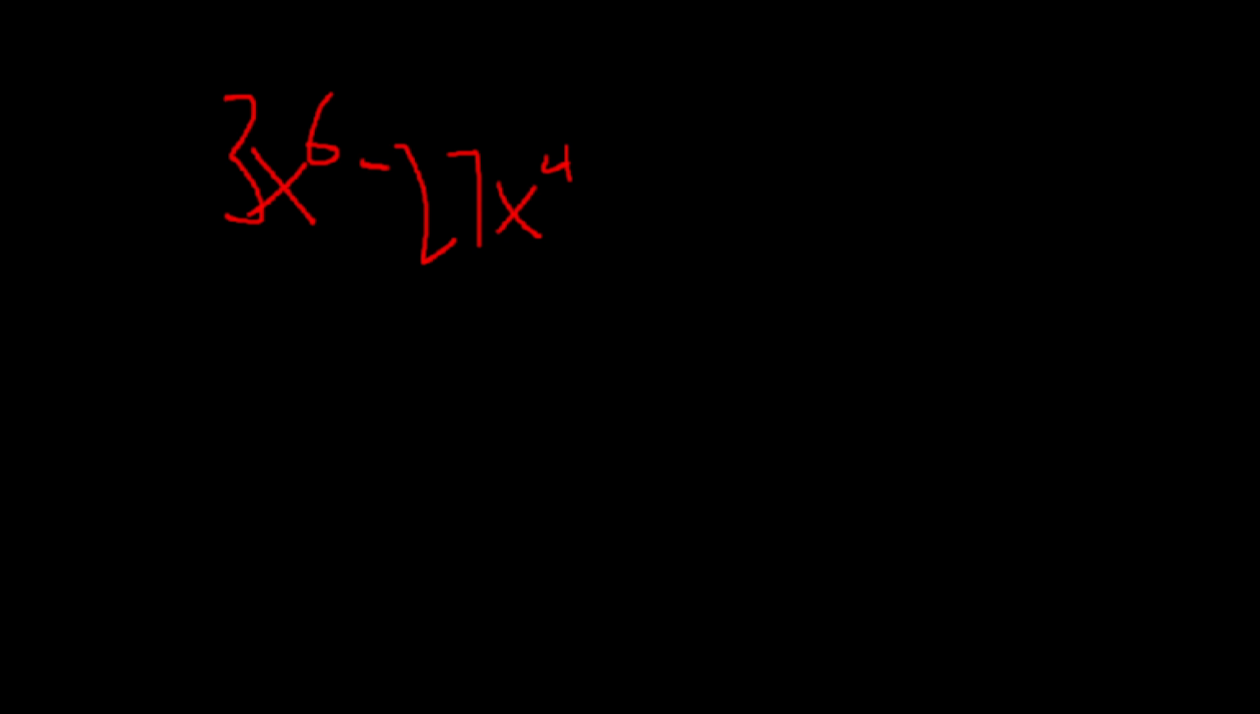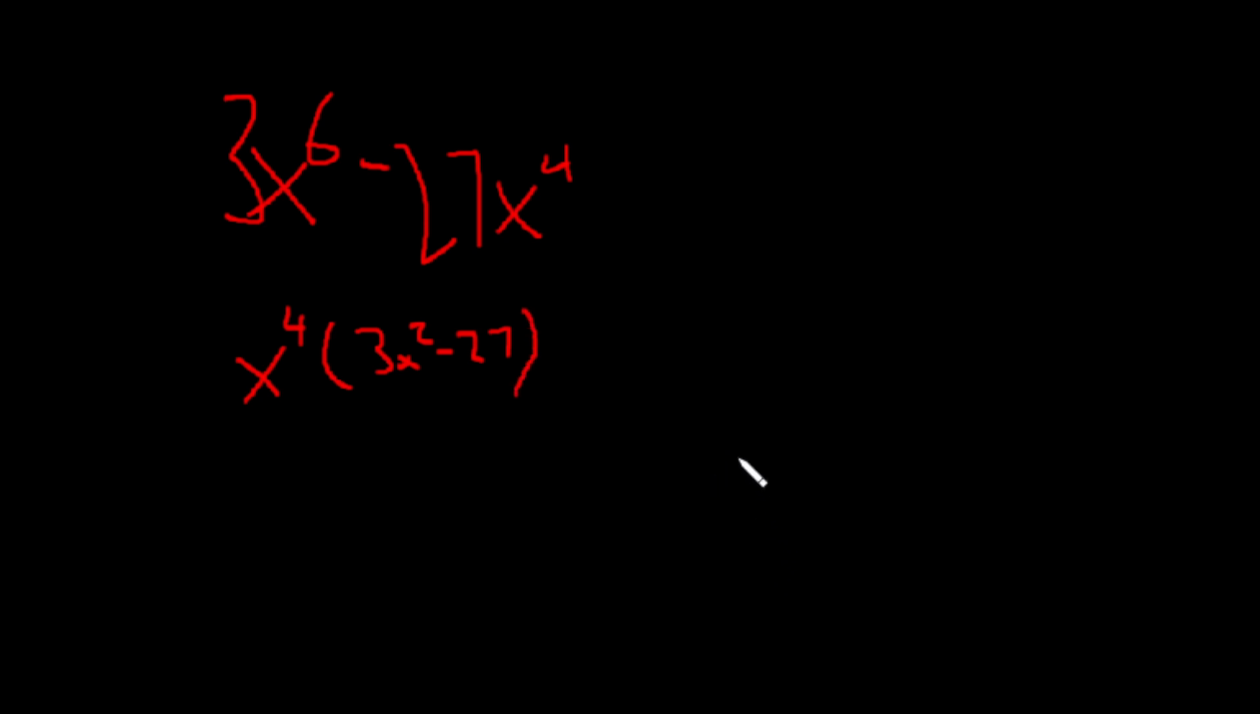Now, you may not see it at first, but x and x, they share x to the 4. Why? Because when you divide, you subtract the exponents. So what you can do is get rid of x to the 4, and now it's 3x squared minus 27.